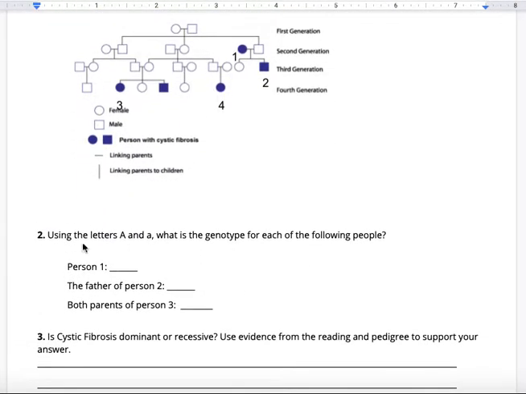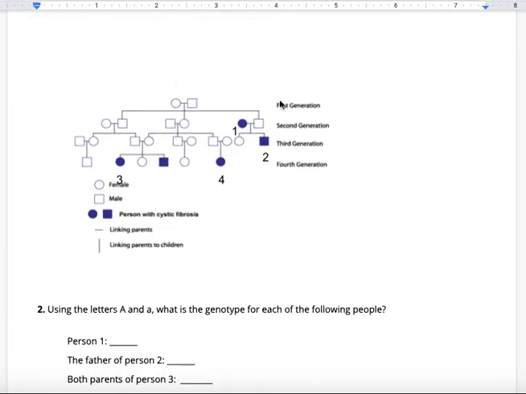You're going to notice that it starts off with question 2. I have no idea what question 1 went off to, and that's okay. It really doesn't matter. Just fill out the questions that we have, and that's no big deal whatsoever.